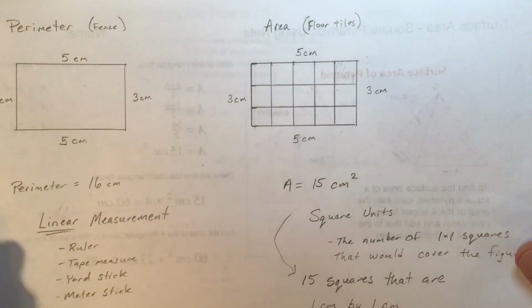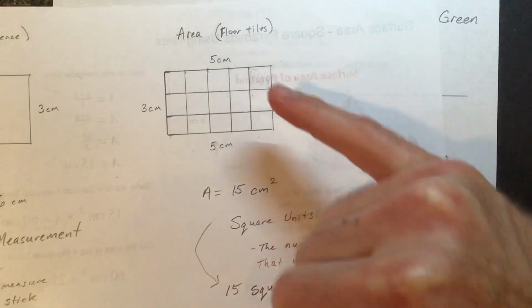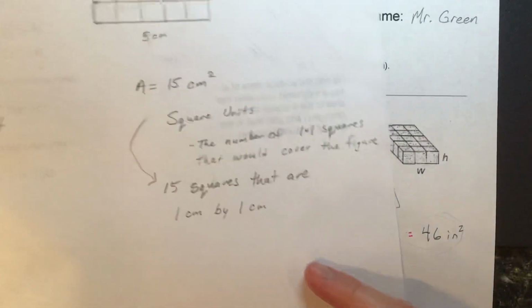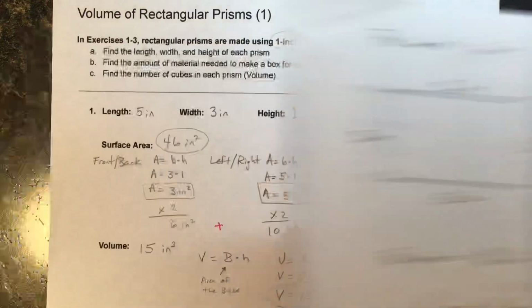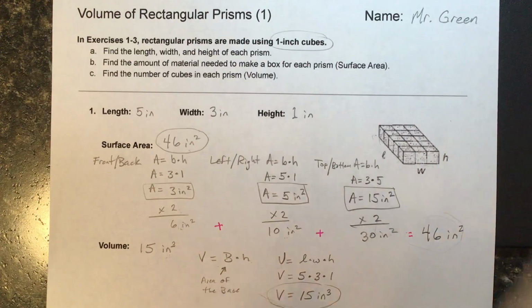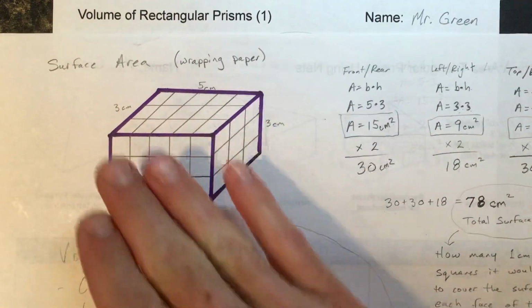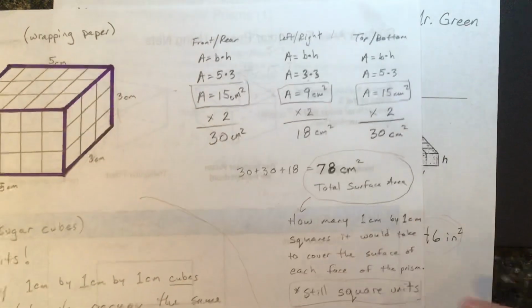The area, which is now, we're no longer talking about linear units like we were with perimeter. Now we're talking about square units, where we are going to find how many squares it would take to cover something, how many 1 by 1 squares. Okay, that was area, and then we moved, so perimeter was a fence, area we said think floor tiles. Then we went into surface area, which we wanted to think about wrapping paper then, like how much paper would it take to cover up all the sides, all the faces of a three-dimensional shape.